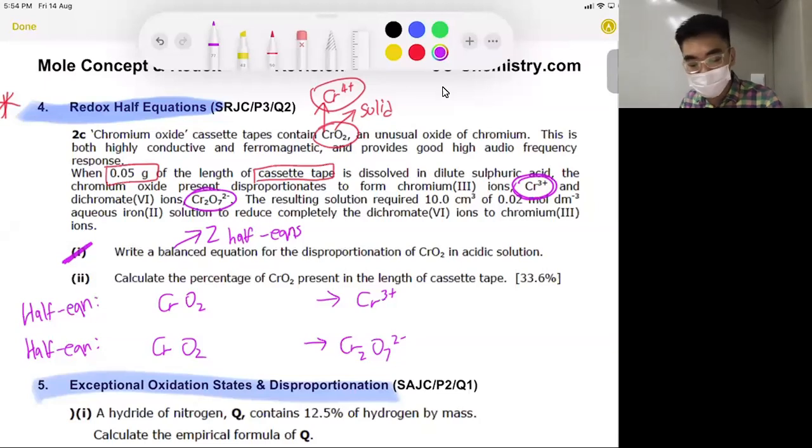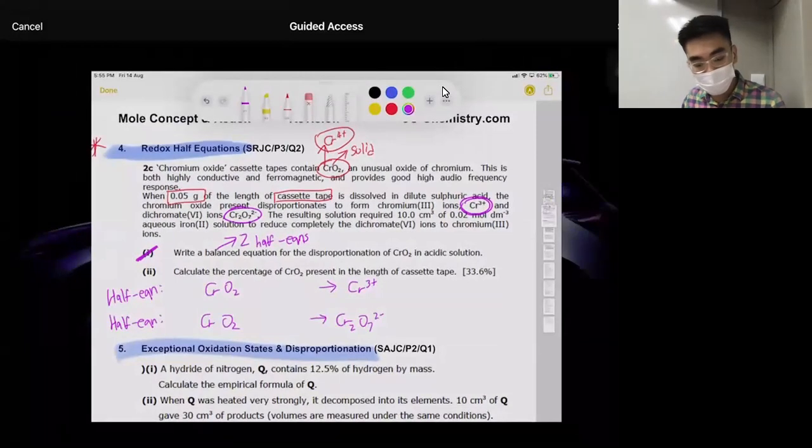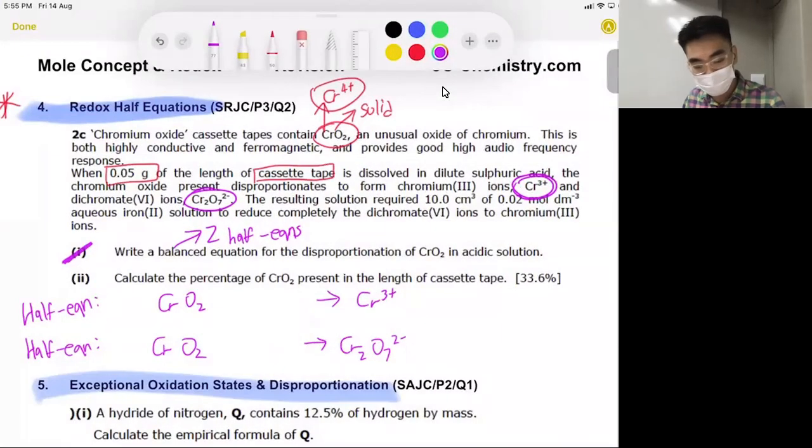The sad news is that these two equations are not in the data booklet, as I was just telling Alicia. So you have to manually solve for it and combine it without careless mistakes. Okay. I will show you the steps if you need it. Give me a second.